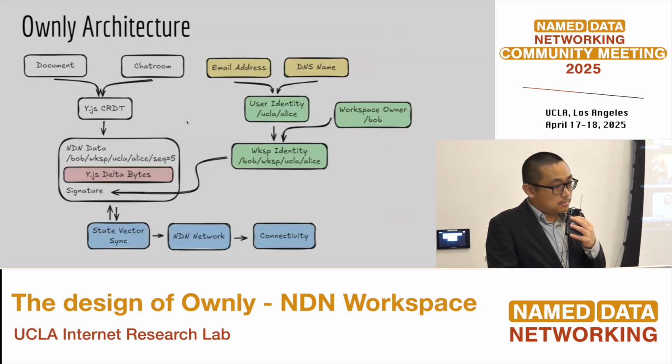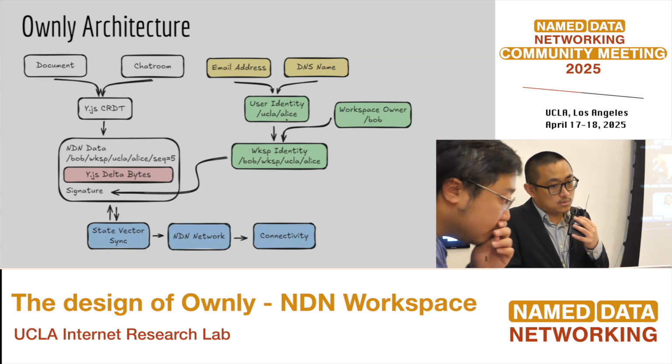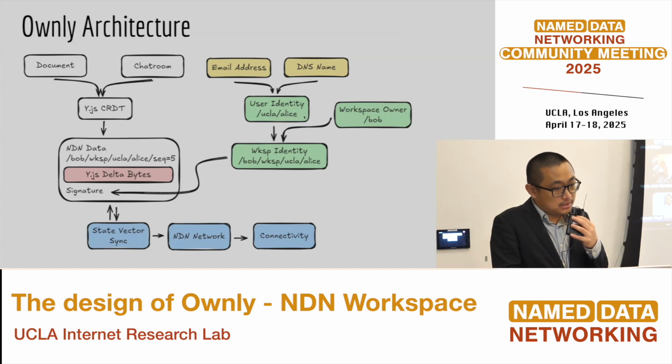So the architecture of Ownly looks like this. When someone wants to join the workspace, they generate their Alice identity by Alice's email address or DNS name. We communicate through some out-of-band channel, verify that, and then generate a user identity and also a key in this workspace. And then the workspace owner can convert the Alice user identity into a workspace-specific identity. That is what Alice is going to use in this workspace app. It also goes with Alice's key that is used to sign her data.